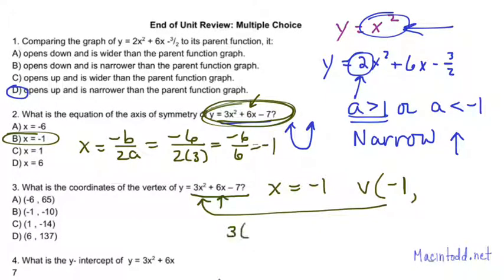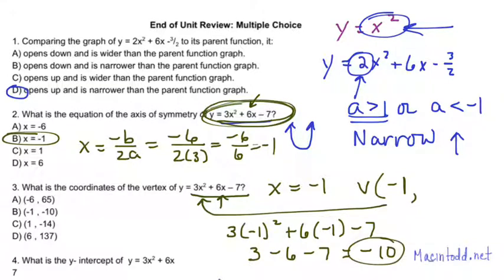And so I go 3 times -1 squared plus 6 times -1 minus 7. -1 squared is 1, so that's a 3 minus 6 minus 7. That's -3 minus 7. I'm getting a -10 for that. So the x value is -1, and that -1 gives a y value of -10, which is answer B.